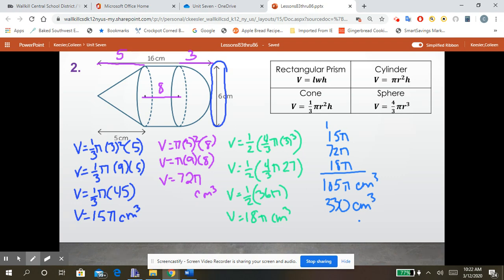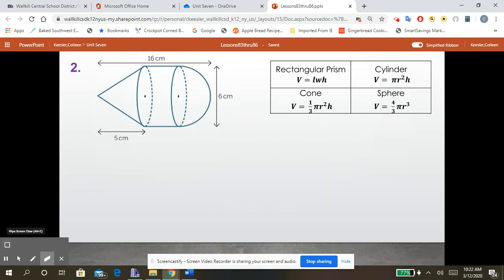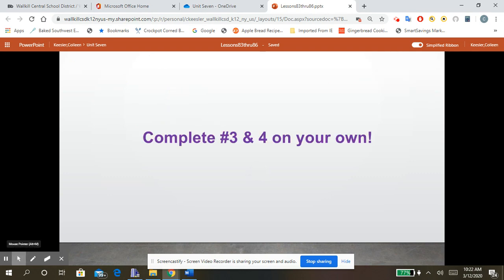All right, so hopefully you see how we're doing these. Take your time working through the remainder of the problems in the lesson, and I'll come around and check your work before you move on to your exit tickets and homework.